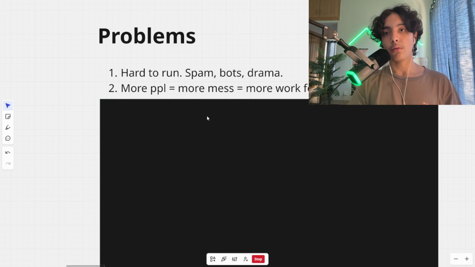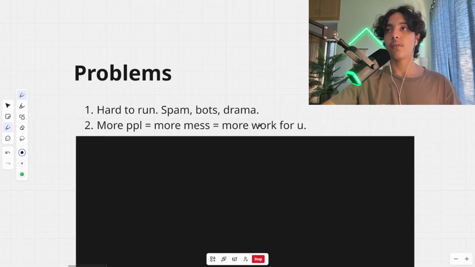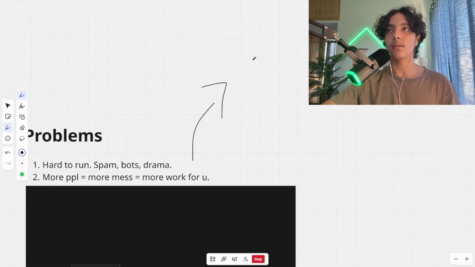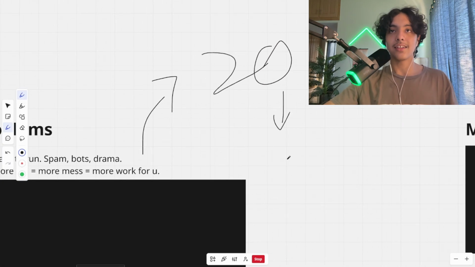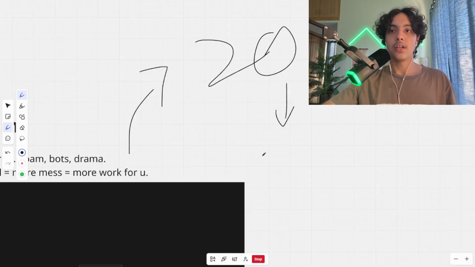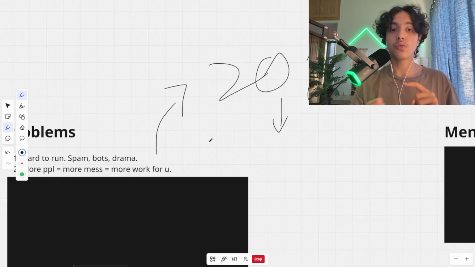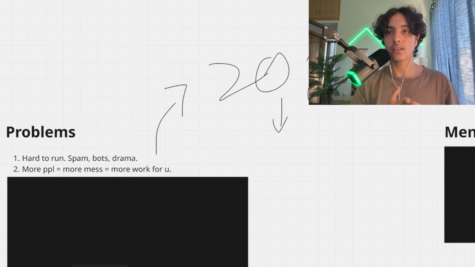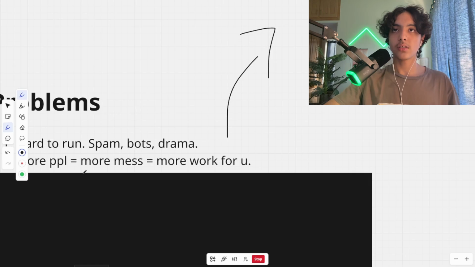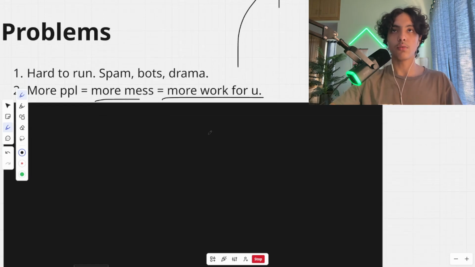Next, more people will result in more mess, right? If you put 2,000 people in a room together, they're going to get up to some weird stuff, especially in a chat. Online, they're even worse. They're going to say random profanities. They're going to shame other people. They're going to show homophobia. And again, all of these things are just going to result in more mess and more work for you. So why would you want to go through that?